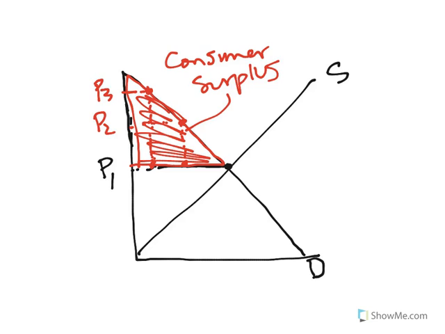At the same time, we have what's called a producer surplus. In other words, look down here based on the supply curve. Let's say that the price was way down here.